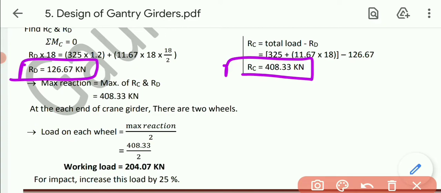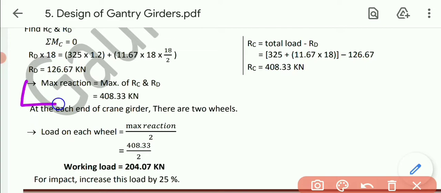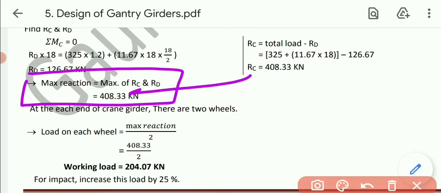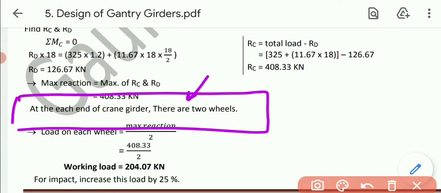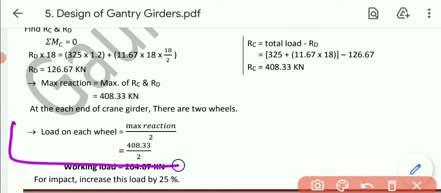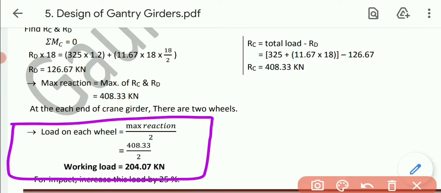Now we need to consider the maximum of these two. Obviously the maximum will be this one, so the maximum reaction will be 408.33 kilonewton. Now each reaction includes two wheels, as at each end of the crane girder there are two wheels. So the load on each wheel is 408 divided by 2, our answer is 204.07 kilonewton. This indicates that 204.07 kilonewton load is acting on each wheel of the crane girder.